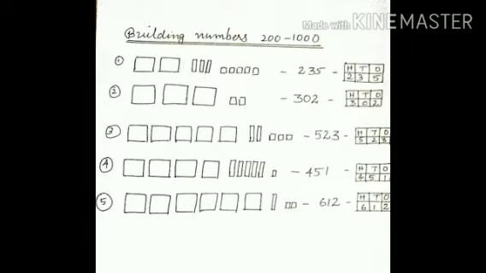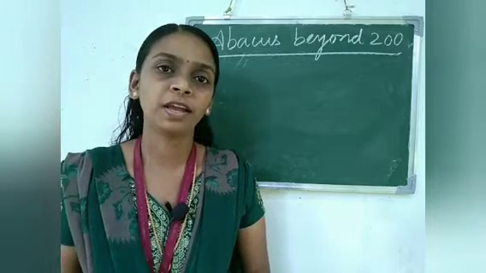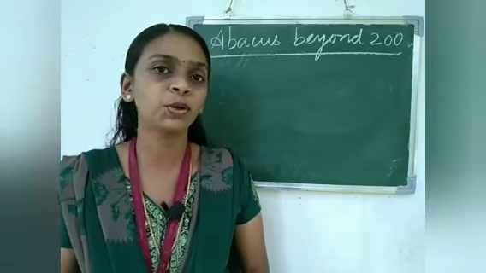And the last question is, how many big squares are drawn there? 6 big squares drawn there, and in the tens place only 1 long rectangle road, and ones place there are 2 small squares. So the number is 612. And place value chart also we represented. 612.